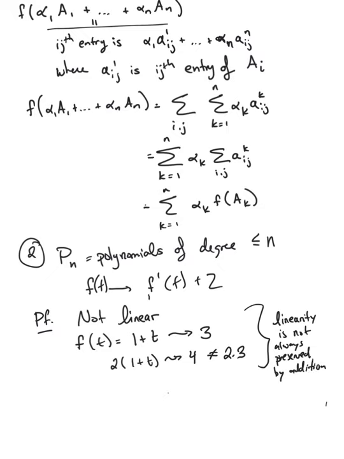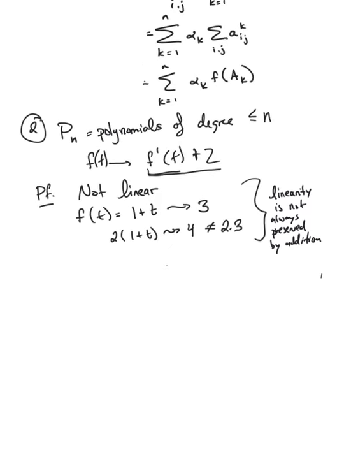So this kind of looks like a linear function because you're just adding something to a linear function, but adding a non-zero vector is not a linear operation.